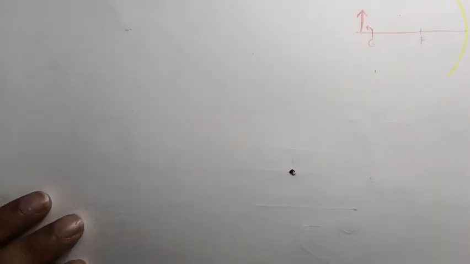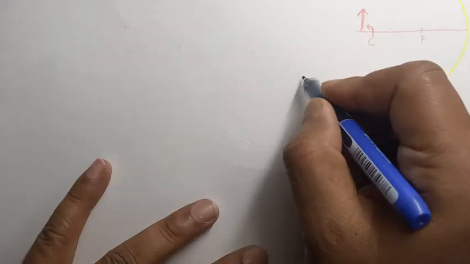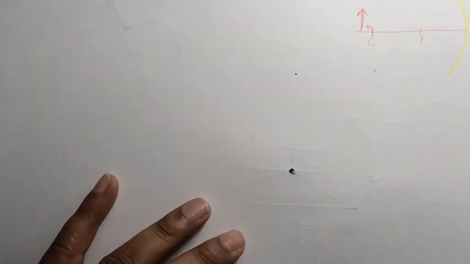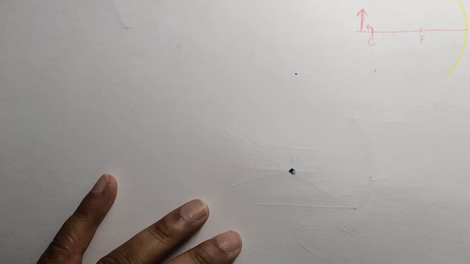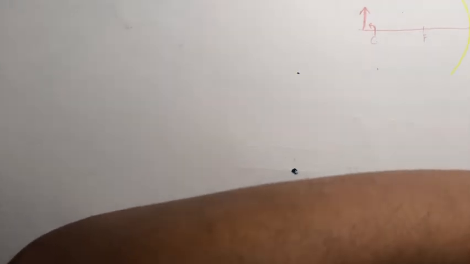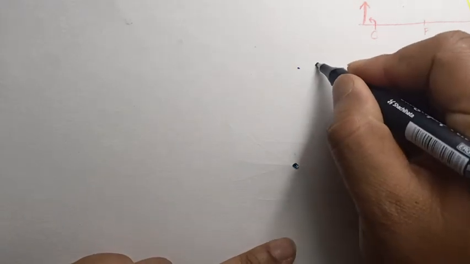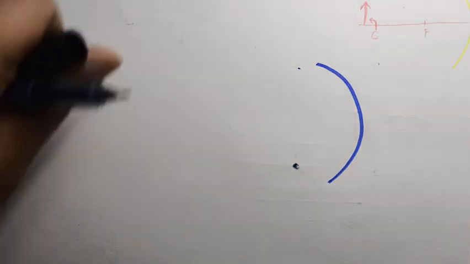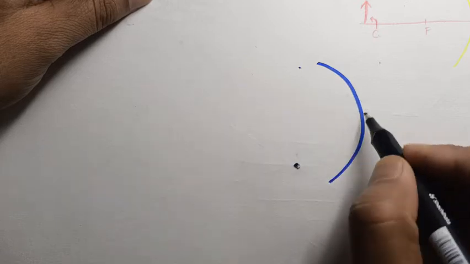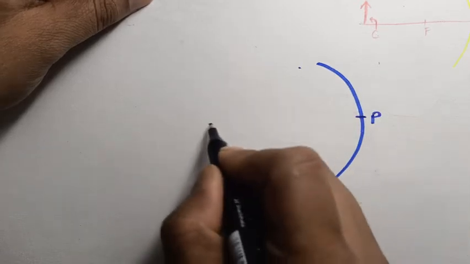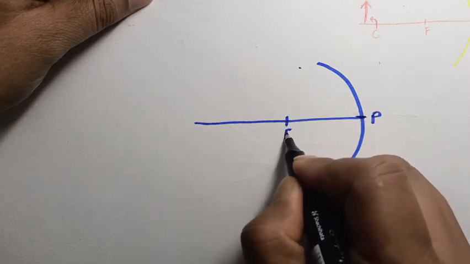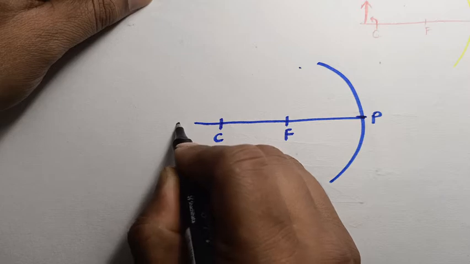Now to explain this, I will make use of a concave mirror. Please keep in mind, whether it is a concave mirror or a convex mirror, the rule remains the same. So in this case, I'll take the case of a concave mirror. This would be the pole, this is the principal axis, over here we have the principal focus, and we have the center of curvature.